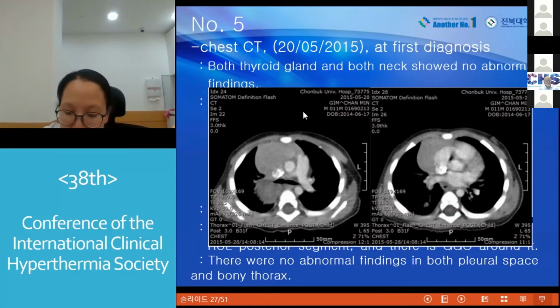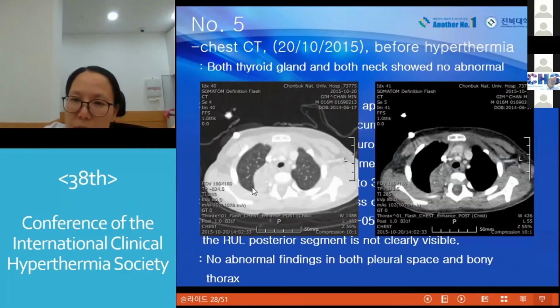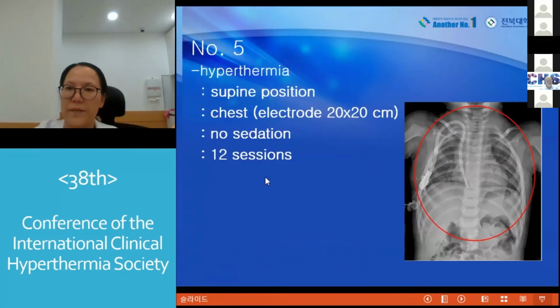Image was at first diagnosis. This region is reactive hyperplasia of the thymus. This region is the tumor region. This image was before hyperthermia. The tumor region decreased later.